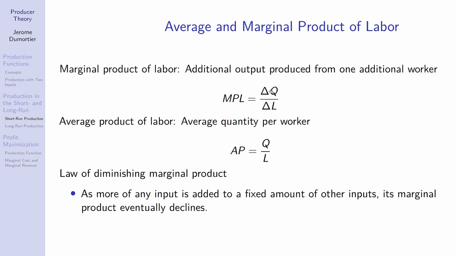The average product of labor is the average quantity per worker. This is abbreviated with AP, and it is simply Q over L. Note that there is also what is called the law of diminishing marginal product. That in general, as more input is added to a fixed amount of other inputs, its marginal product eventually declines.